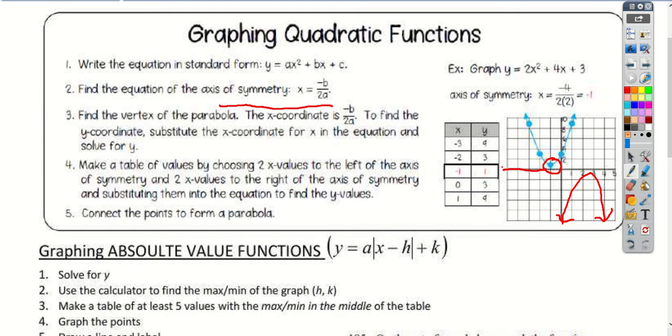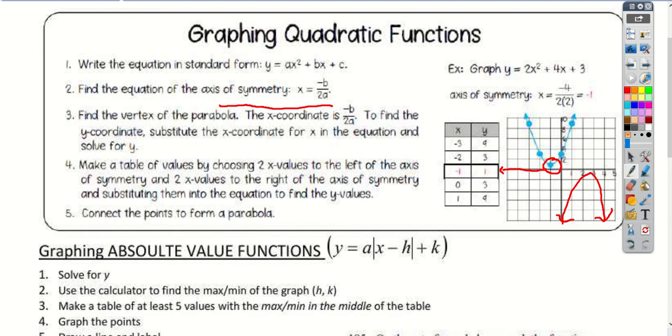And this vertex is going to go right in the middle of our table. So we're going to set it up so it's right in the middle. And then what we're going to do from there is graph the points above and below. So we want to pick 5 points above and below. You might need more depending on how many points you can fit on your graph. If you need more points, just add more to your table.